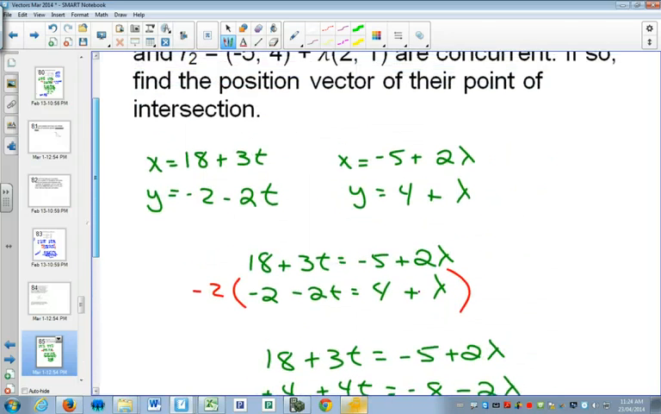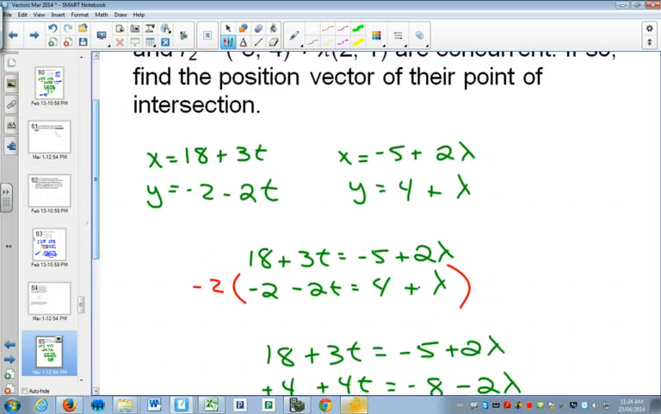Now, if we wanted to be really careful, we will plug that into one of our equations to see if we can find out what lambda would be. So if t is -5, you would have 18 plus a -15 is equal to, I should have chosen the other equation, -5 plus 2 lambda. So 8 equals 2 lambda. Lambda equals 4.